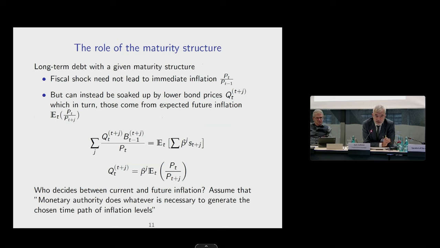The paper has this extra twist: because debt has a maturity structure, the fiscal shock is not going to give you a one-off jump, but jumps over time. The notation is from John Cochrane's book. At every maturity, you're going to have some drop in the price of the bond that is given by how much the price level is jumping up. So how is that inflation arrived at? Well, the monetary authority is accommodating or generating the chosen time path of inflation.